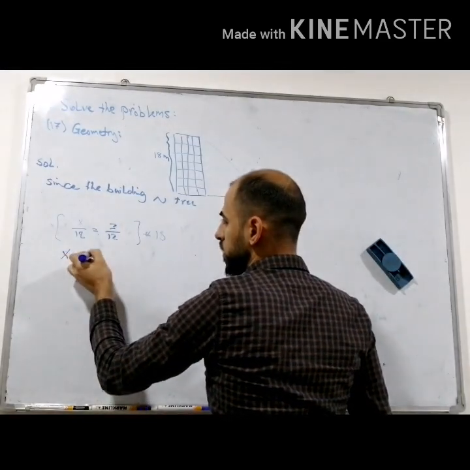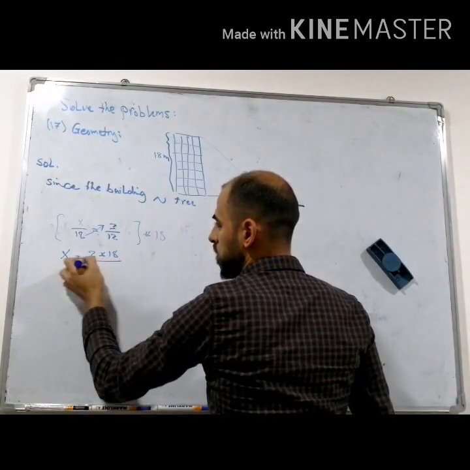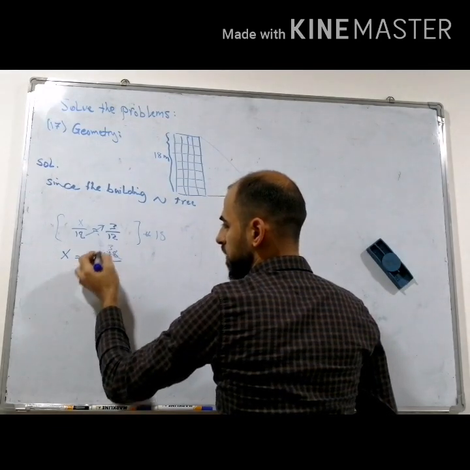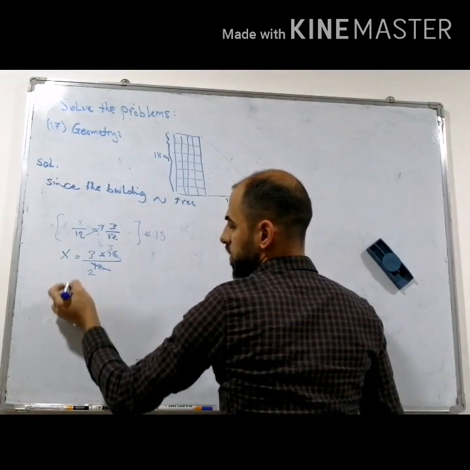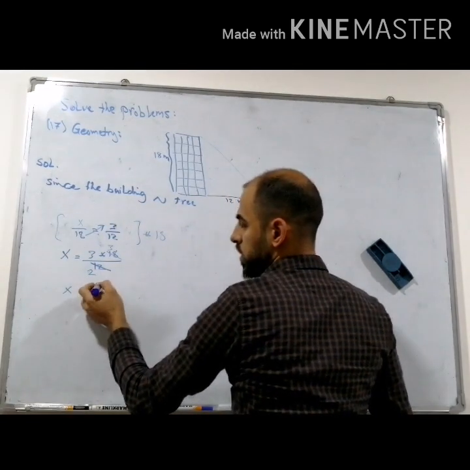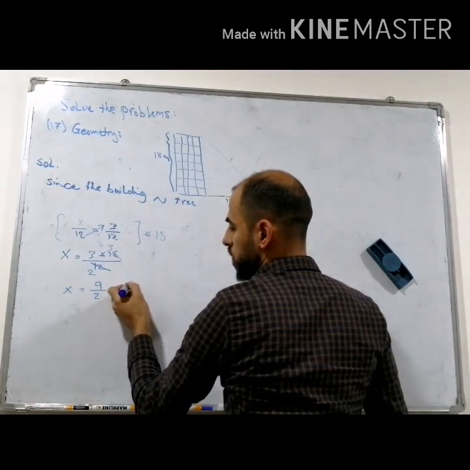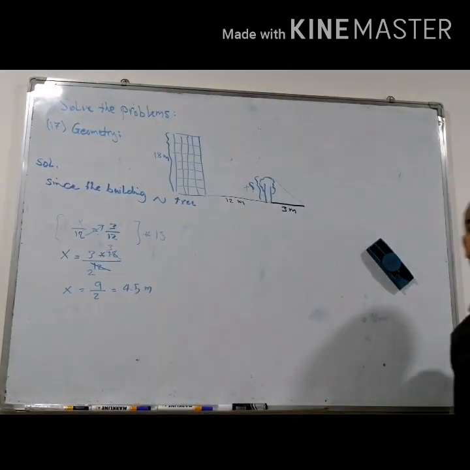Then x equals 3 times 18 over 12. Over 6 we have 3 over 6, we have 2, so 3 times 3 is 9 over 2, which equals 4.5 meters, the height of the tree.